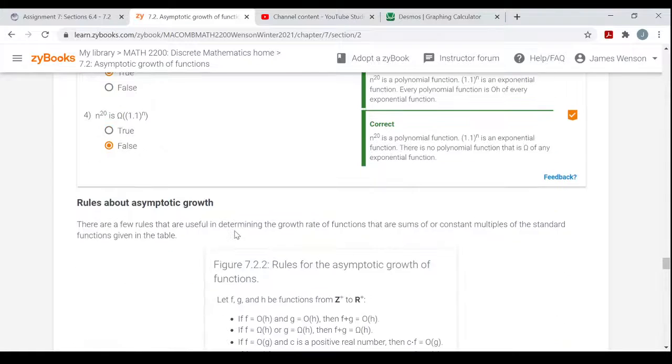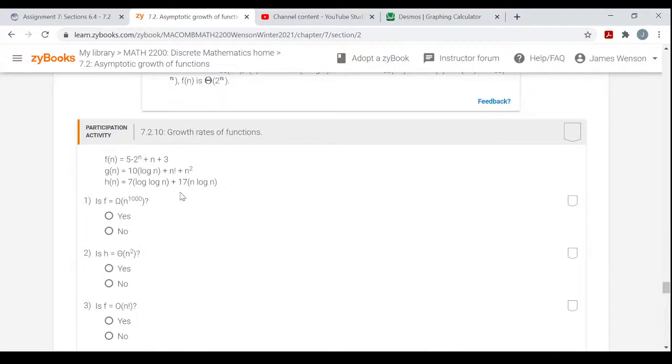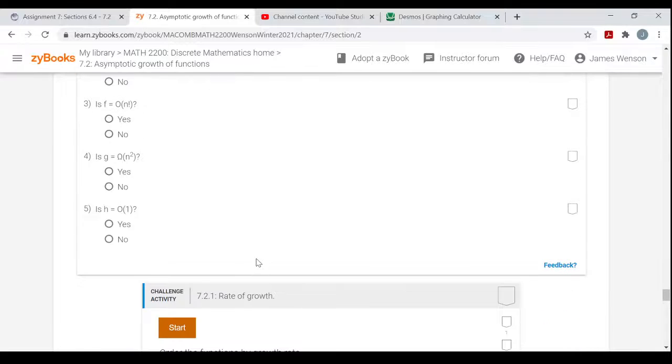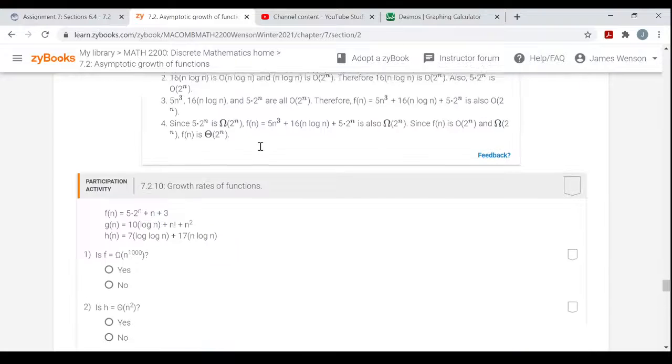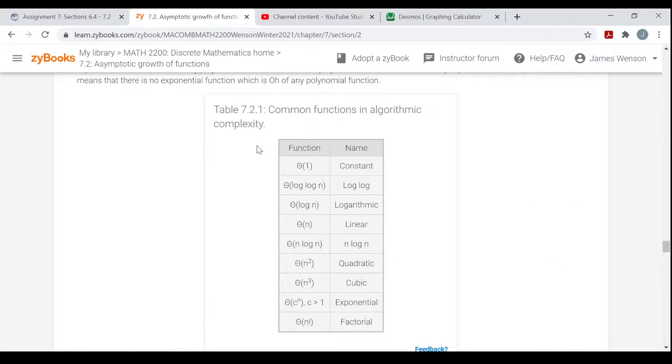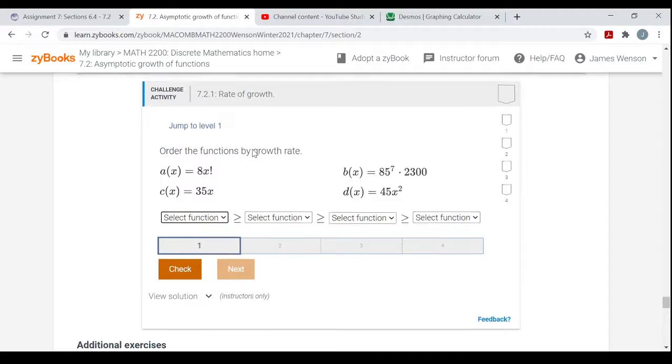Okay. Then you can read these rules here and play around with this. I'm not going to. You can mess with these. All right, those are all pretty similar. And then your challenge activity is just putting things in order. Again, you can just keep referring back to this list, and all you're doing is putting functions in order based on growth rate.